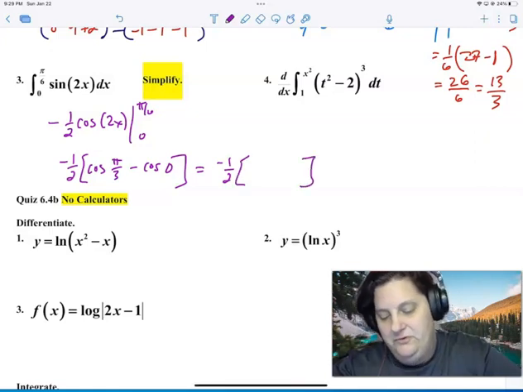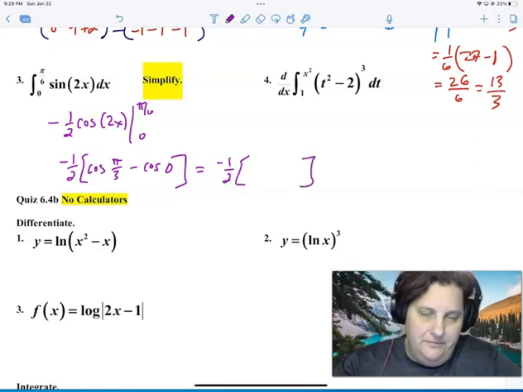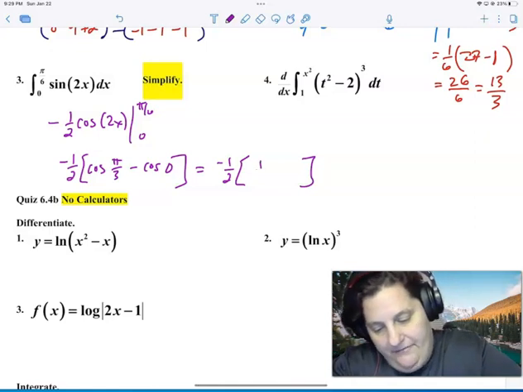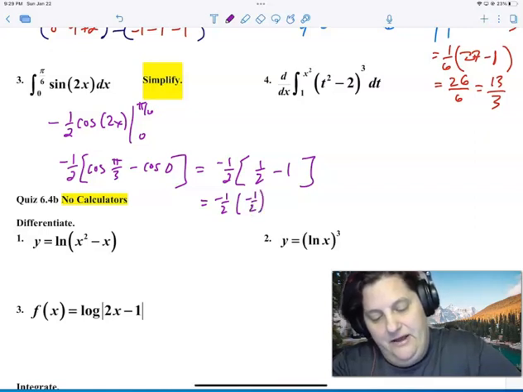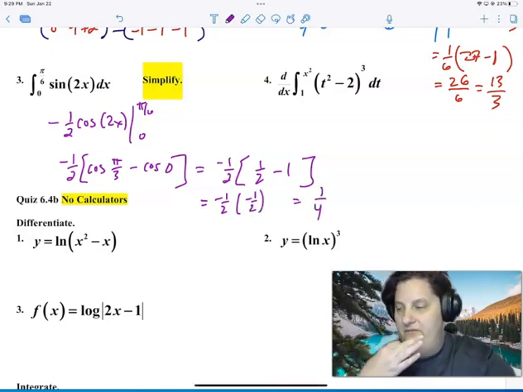Let's do that. I need to know the cosine of pi over 3. You guys can go look that up on your trig chart. It's 1/2. The cosine of 0 is 1. So it's negative 1/2 times negative 1/2. So this equals 1/4.